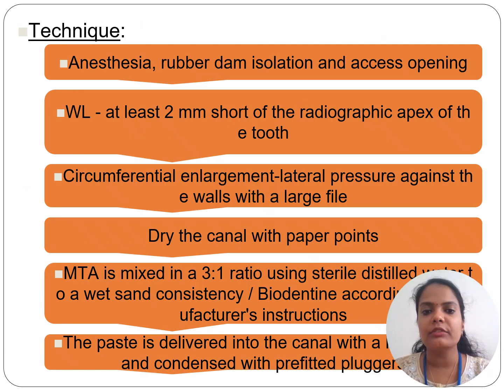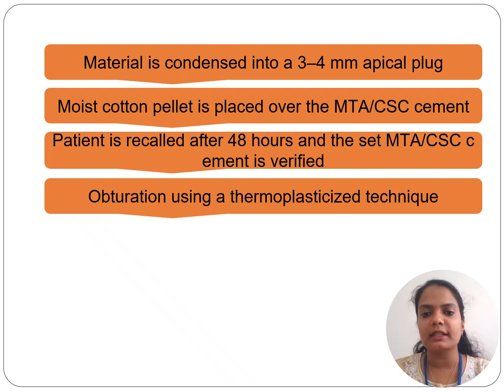So the technique is, first, anesthesia is given to the patient, rubber dam isolation is done, and access opening is done. Working length 2 mm short of the radiographic apex is taken. Circumferential filing is done. The canal is dried with paper points. MTA is then mixed in a 3:1 ratio, or Biodentine is used according to the manufacturer's instructions, and it is delivered into the canal and condensed with pre-fitted pluggers. Material is then condensed into a 3 to 4 mm apical plug.